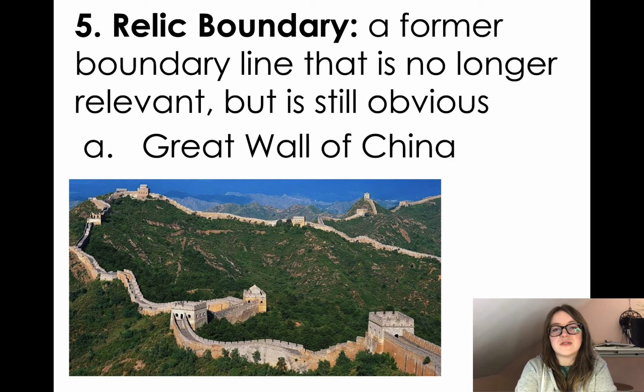We're also going to see something called a relic boundary. This should have a T on the end of it. But a relic boundary is a former boundary line that is no longer relevant, but it's still obvious. It's left over from olden times. So for example, the Great Wall of China. We could also refer to parts of the Berlin Wall. We can still see pieces of things. Parts of them still exist, but it's no longer used as a boundary.